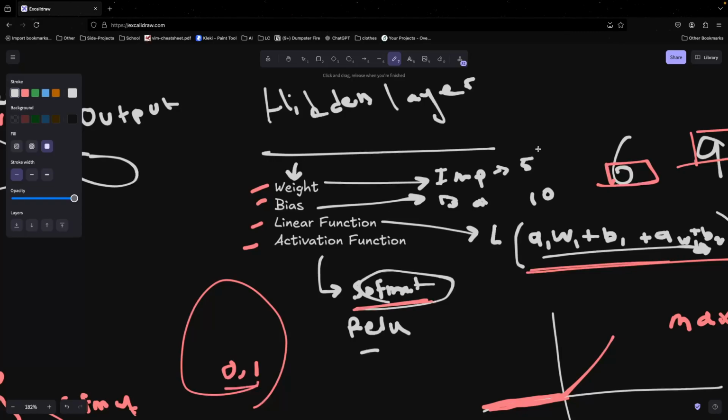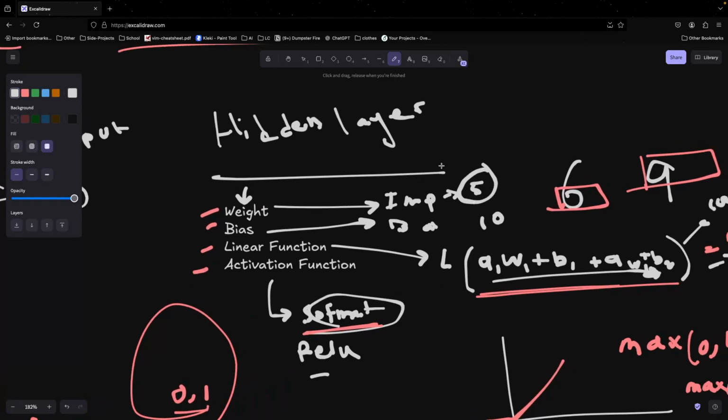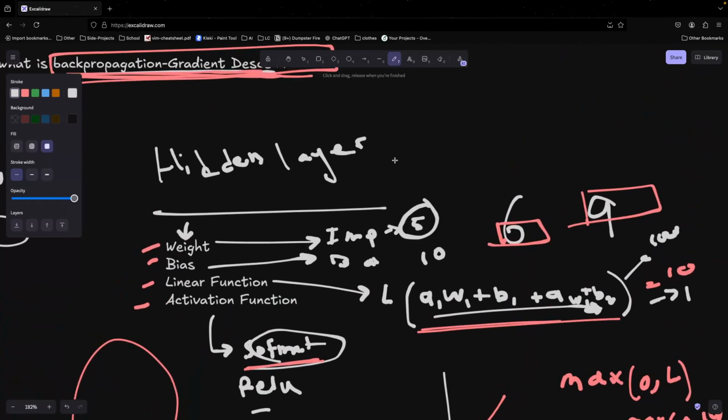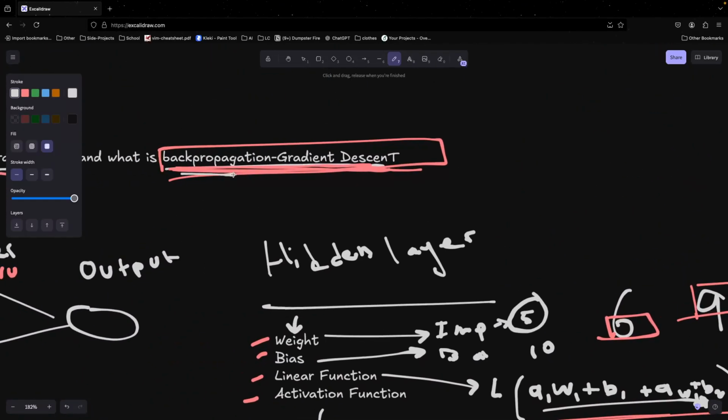Initially, I just said, let's just set this weight to 5. But what if that is misinformation? What if this should not be 5? This should be much lower, or this should be much higher. How do we figure this out? This is where something called backpropagation becomes very useful.